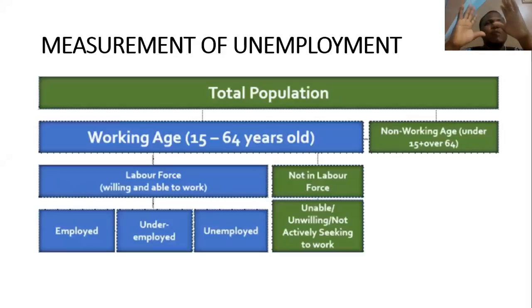So we assume that once you are 15 to 64, you should be categorized as able by the law to work. Now we have those that should not be in the working age. These people are the dependent population, and the dependent population are those under 15, not up to 15 years, and those 64 years and above. So someone that is 64 years and above will be classified as a dependent population.